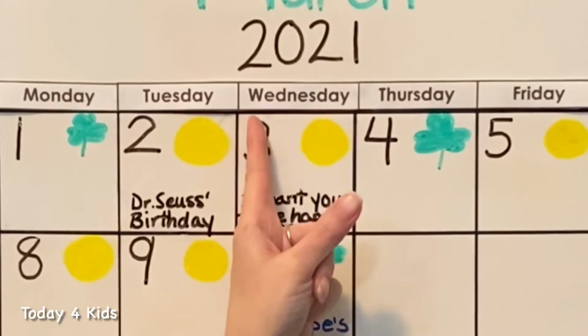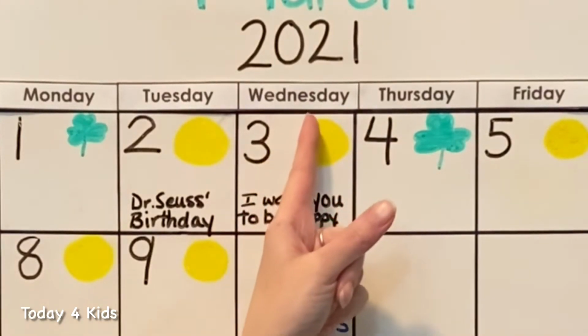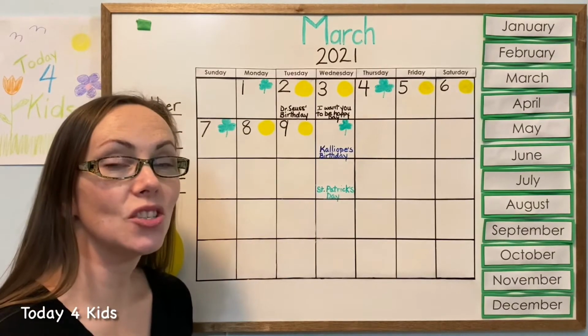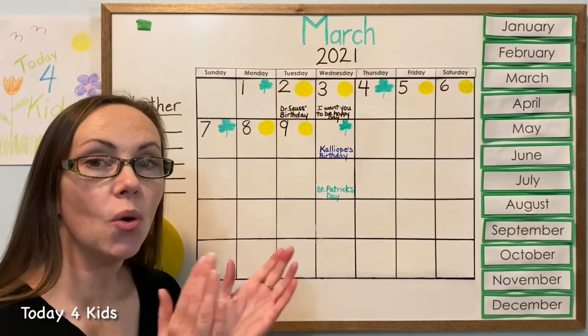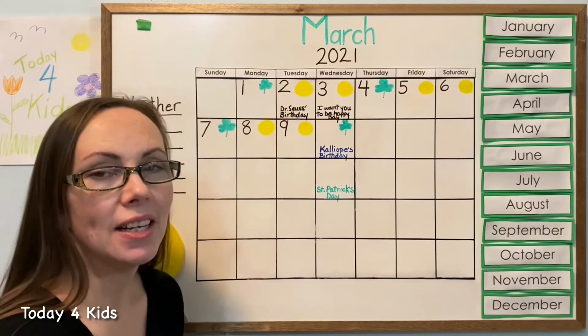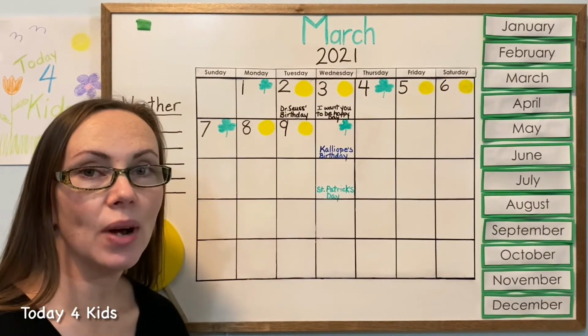W-E-D-N-E-S-D-A-Y. Wednesday. Wednesday. And Wednesday has 2 syllables. Will you clap them with me? Wednesday. One more time. Wednesday. Good job. Let's put the name of the day into our agenda.